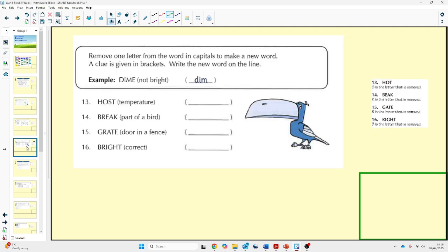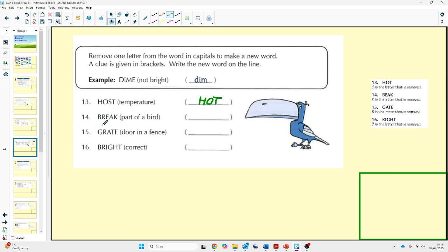Moving on to the next questions. What we need to do here is remove one letter from the word in capitals to make a new word. But there is a clue given in brackets. And then we need to record the new word on the line. So we've got dime, and then we've got not bright. Well, of course, that would be dim. So we're removing the E. So first one, number 13, we've got host, and then we've got the clue is temperature. And of course, if we remove the S, we're left with the word hot.